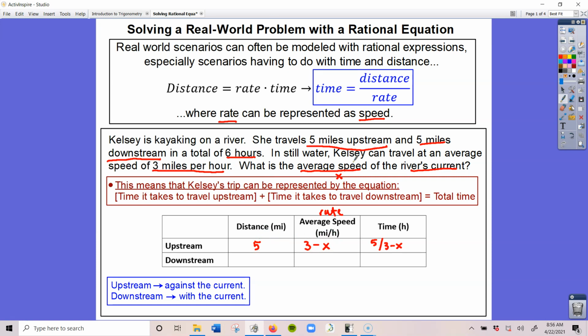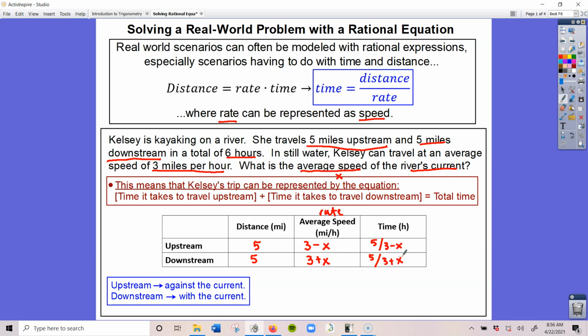Going downstream, it says that she's also traveling 5 miles downstream, but her speed is now going to be faster because the current is going to push her. So it's the 3 miles per hour that she's traveling plus the speed of the current. Since the current is going to push her, it's going to make her go faster. So the time for her to go downstream is going to be the distance over her rate, which is 5 over 3 plus x.